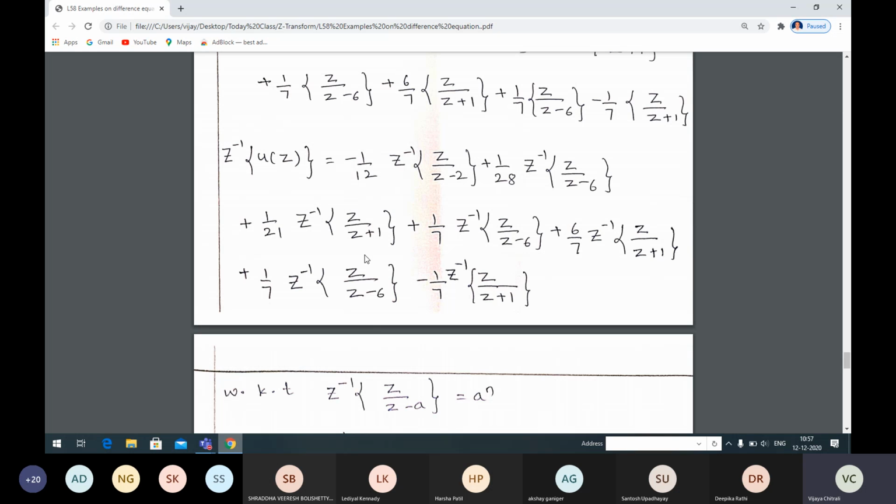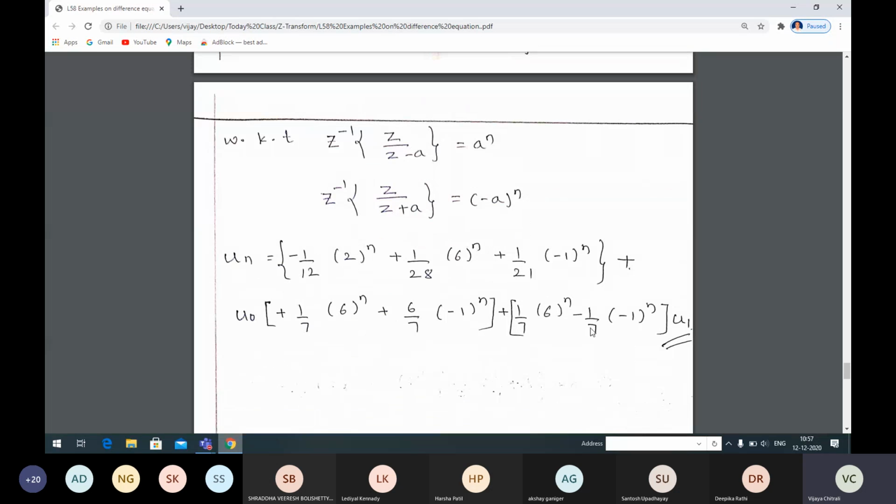So here u0 is missing. So from these two terms, u0 is common and u1 is common for these two terms. So it is missing, right? And here I have written it. So this completes your Z transform, right?